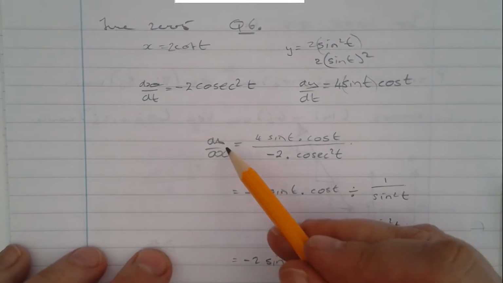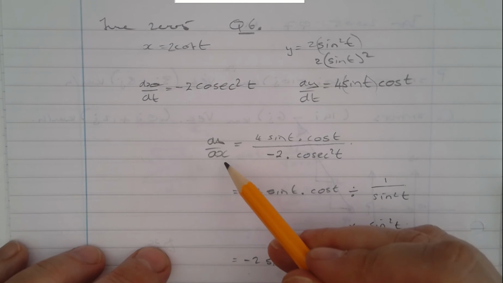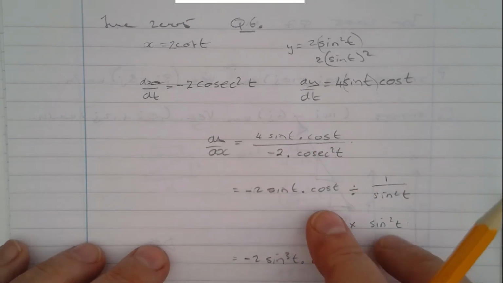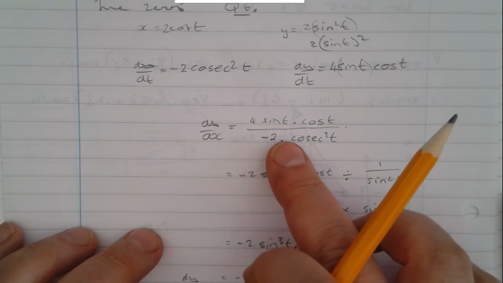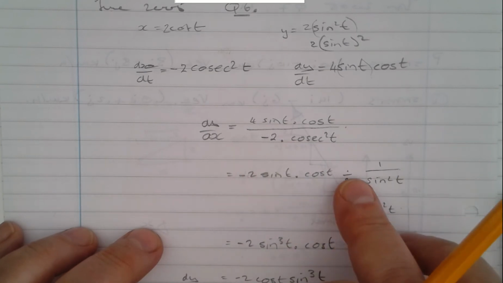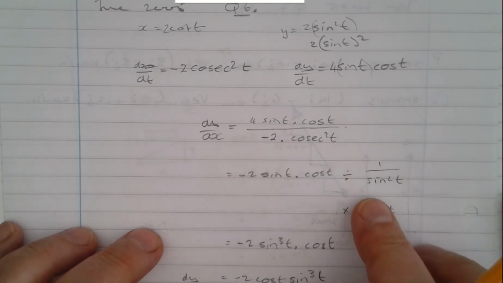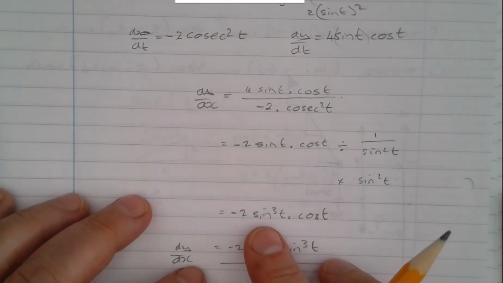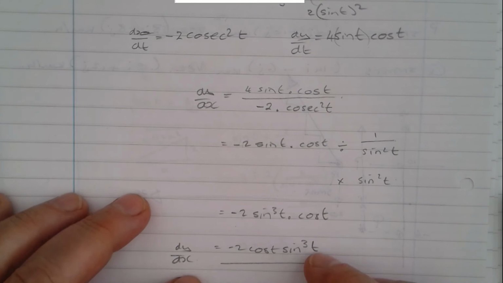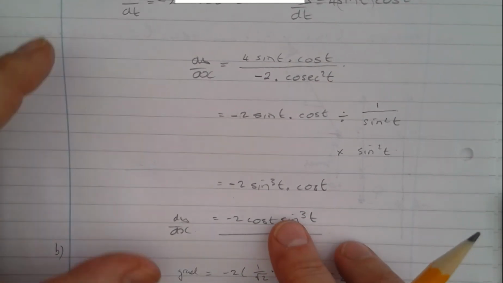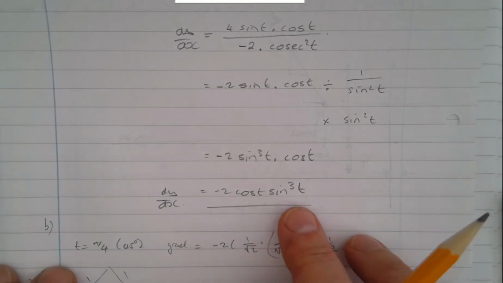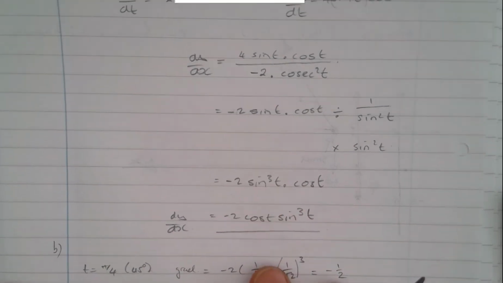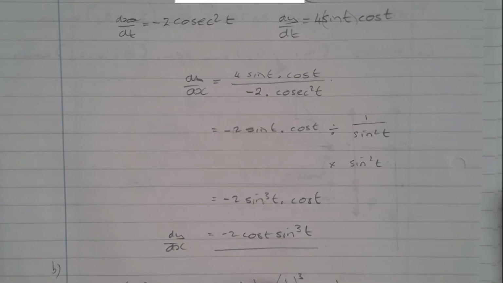And then I've just divided dy/dt by dx/dt and come up with that, and I do some tidying. I've written this division and rewritten cosec squared as 1 over sine squared, and tidied it up to minus 2 sine cubed t cos t. It wouldn't matter, but I like to put the higher powers towards the end, so I've just flipped those two round. So that's my answer to part A.